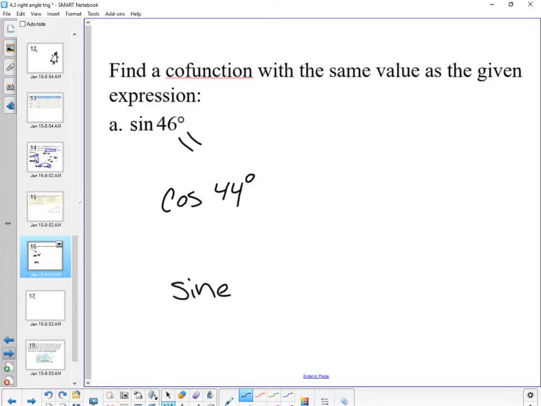I can change it? You guys okay with cofunction? Wait, so cofunctions are just complements?